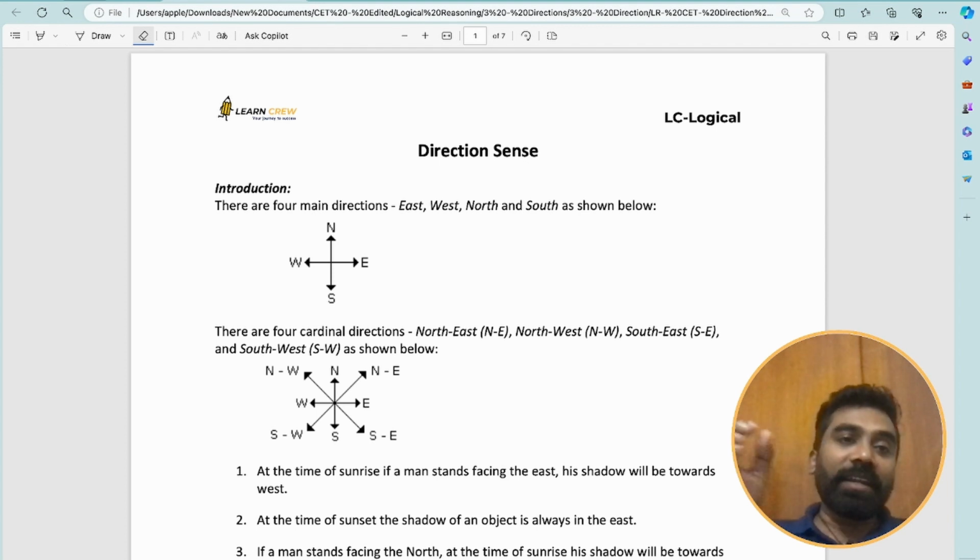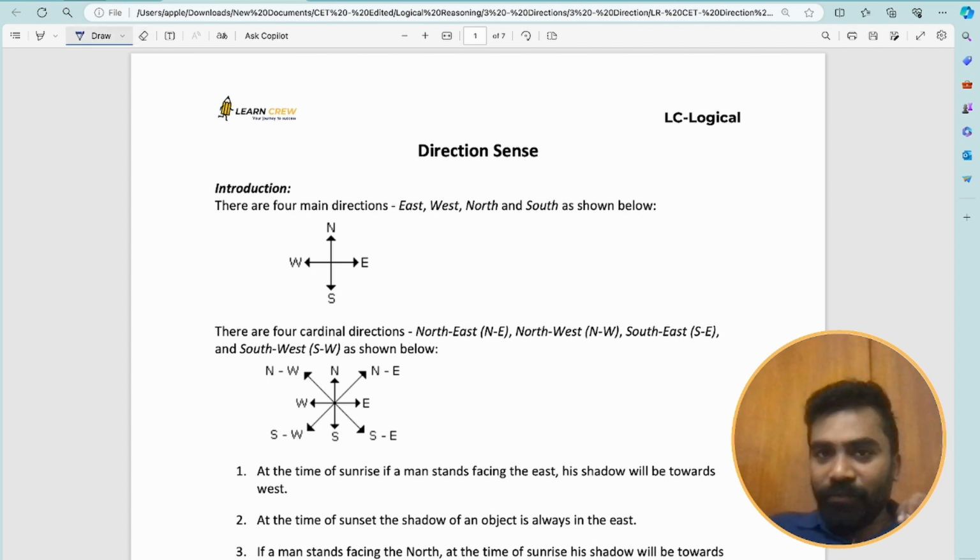So now I will brief you about the concept and make you understand it as quickly as possible, so that you will be able to solve any type of question that comes from direction test or direction sense. Okay, now let's get into the topic.